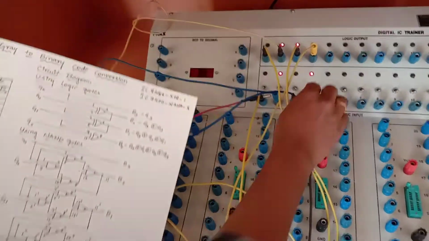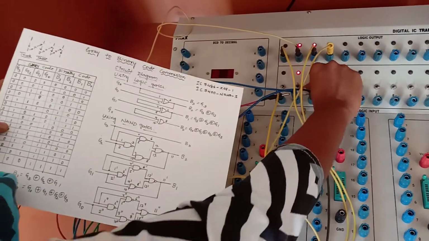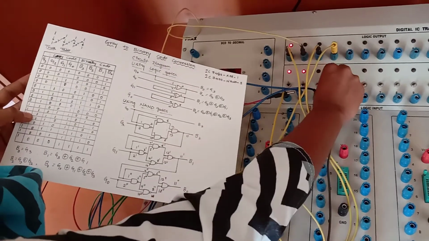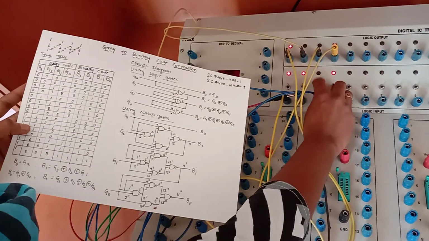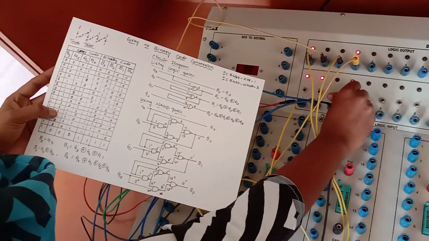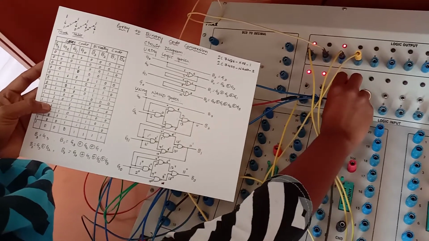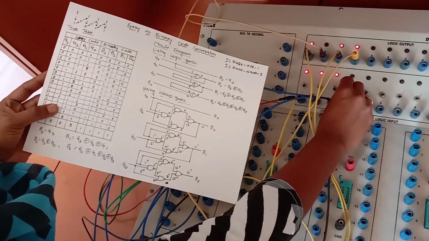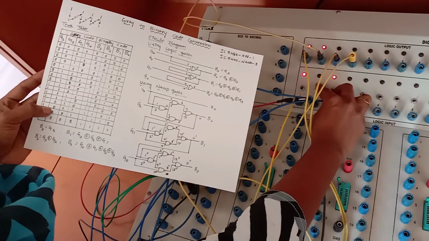For the input 0, 1, 0, 0, the output is 0, 1, 1. For the input 1, 1, 0, the output is 1, 0. For the input 1, 1, 0, 1, you can observe the output is 1, 0, 0, 1. For the input all 4 ones, the output will be 1, 0, 1, 0 again. For the input 1, 1, 0, you can observe the output, it is 1, 0, 1, 1. For the input 1, 0, 1, 0, the output is 1, 1, 0.